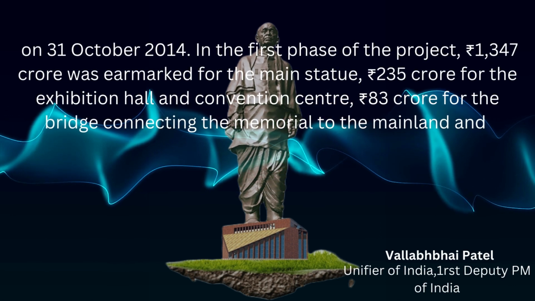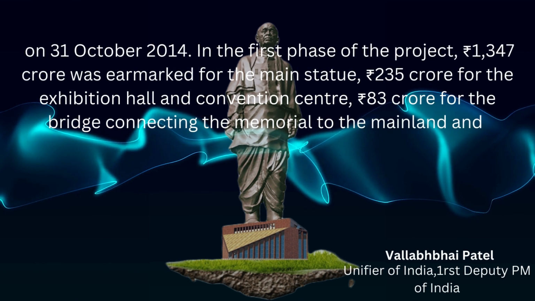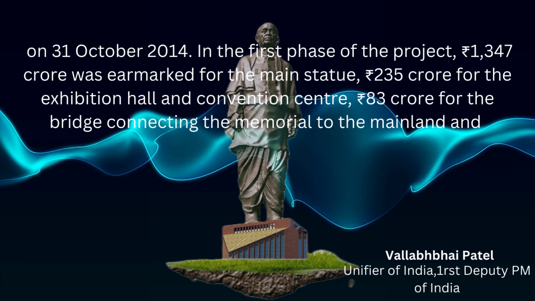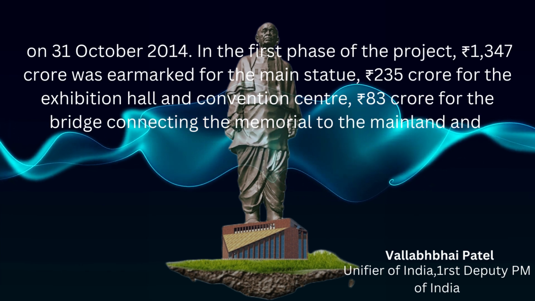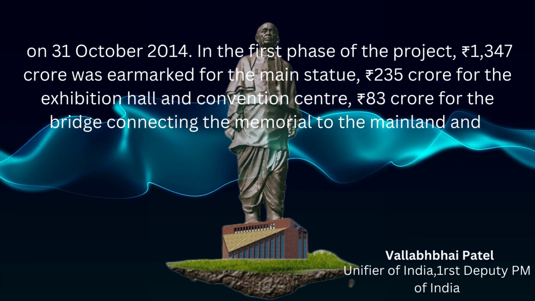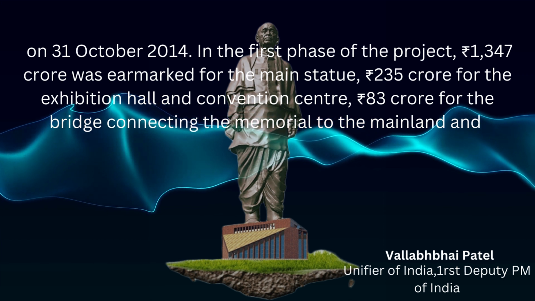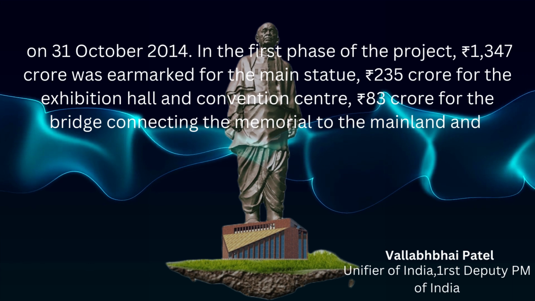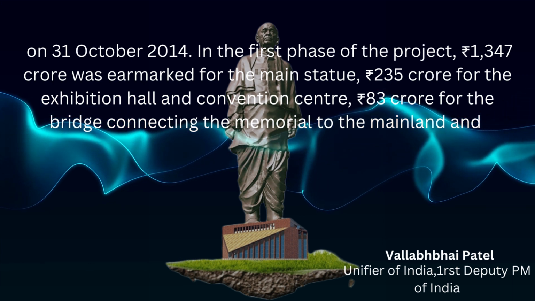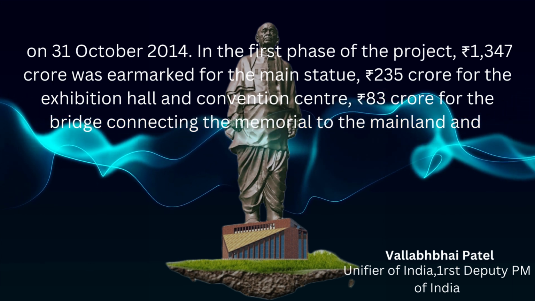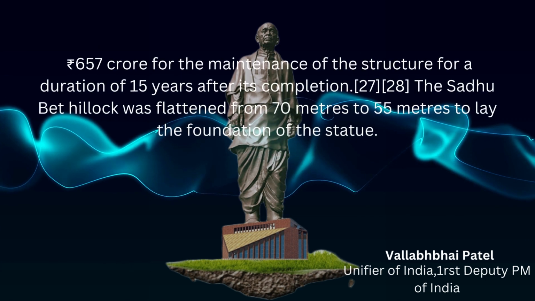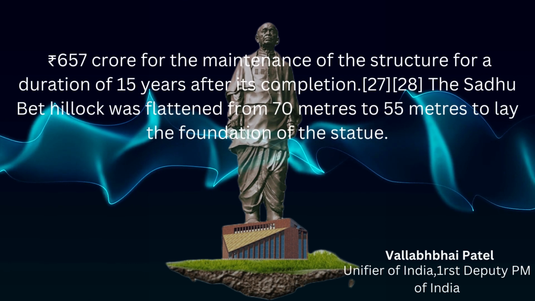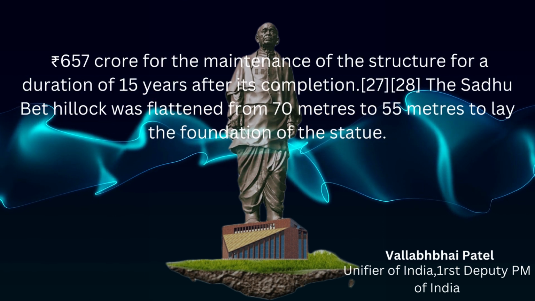In the first phase of the project, 1,347 crore rupees was earmarked for the main statue, 235 crore rupees for the exhibition hall and convention center, 83 crore rupees for the bridge connecting the memorial to the mainland and 657 crore for the maintenance of the structure for a duration of 15 years after its completion.